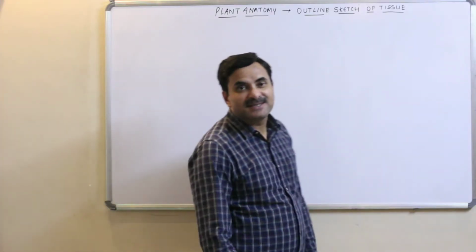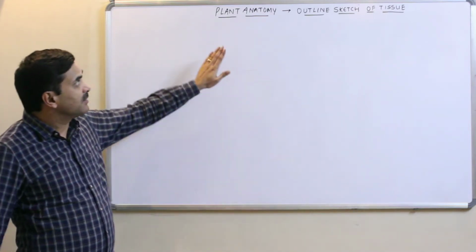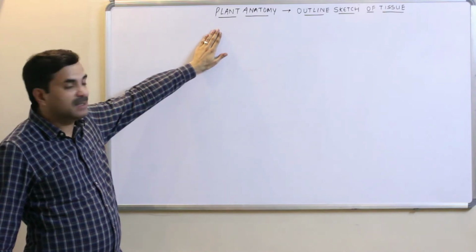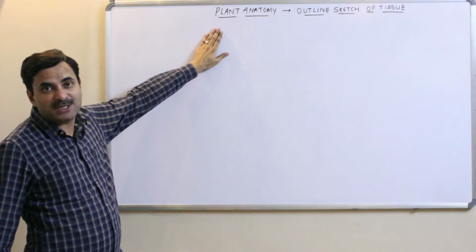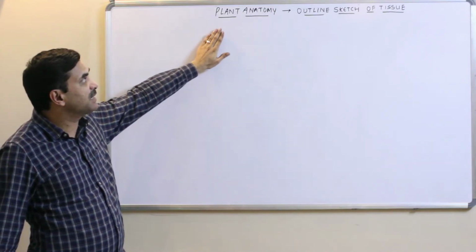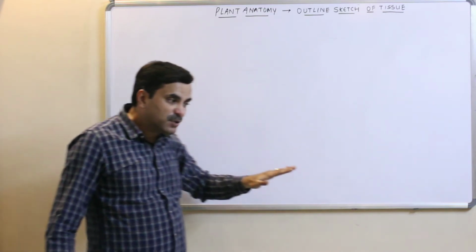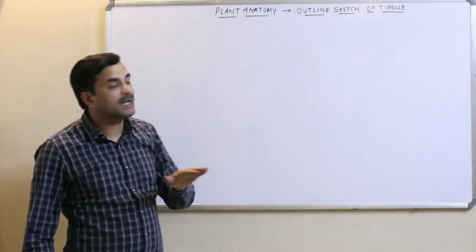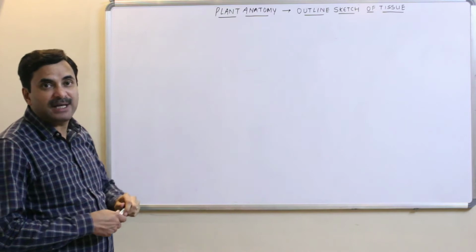Hello to all students. Today we are starting a very important topic related to botany, and that is plant anatomy. In fact, I will say that this is the backbone of biology, and each and every student must have knowledge regarding this topic known as plant anatomy. So in today's video we'll be discussing the outline sketch of the tissues, alright? But before that you must know what plant anatomy is.